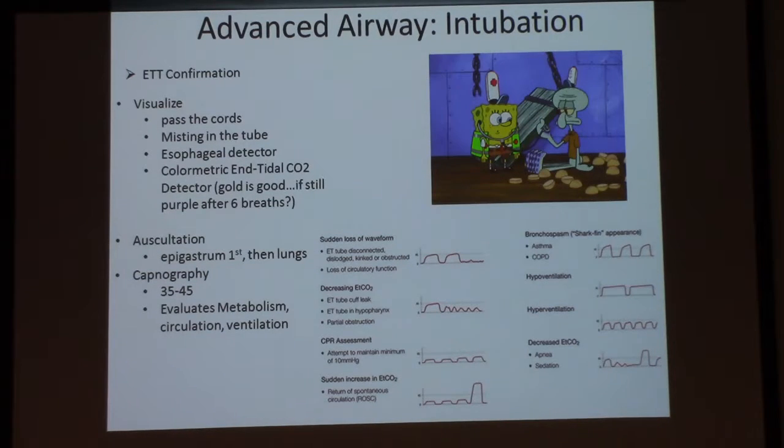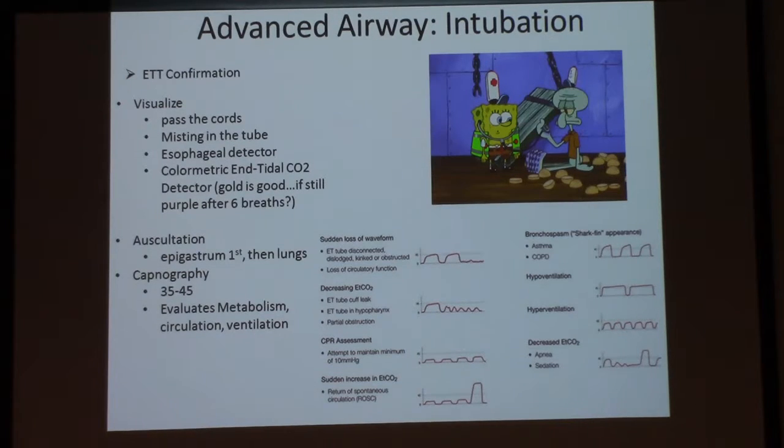I saw the tube pass through the cords. There was misting in the tube. The esophageal detector, the one that looks like the end of a turkey baster, you can use that one. There are different ones that you can use. Listen to lung sounds, but we always listen over the epigastric first, and then listen to your lung sounds. You don't want to put too much air in the stomach if it comes down to that.